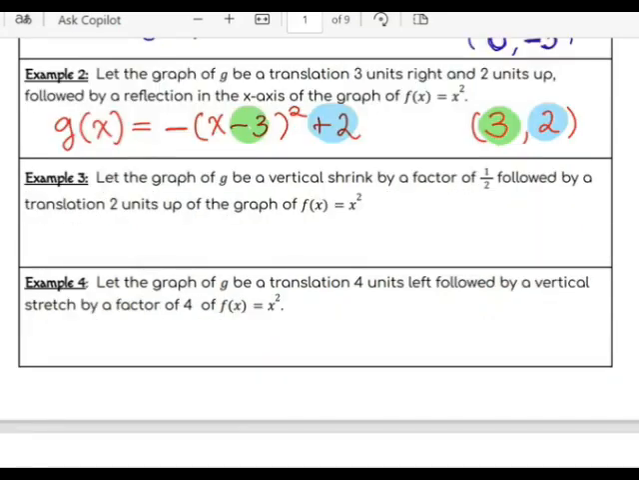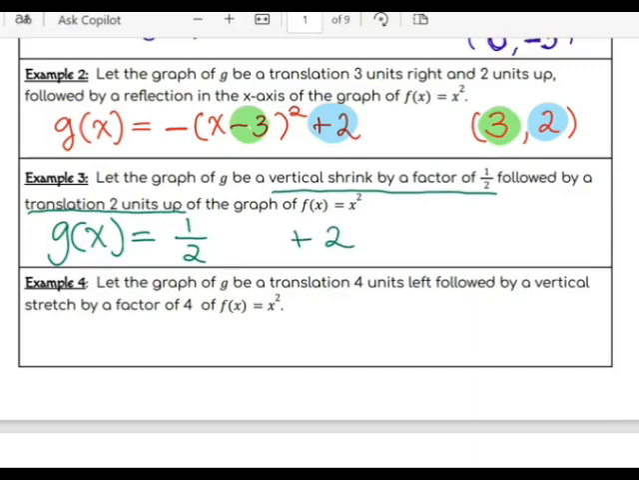Example 3. Let the graph of g be a vertical shrink by a factor of 1/2. Vertical stretches and shrinks are the a value, so that's what goes out front. Followed by a translation 2 units up, so we're going to have plus 2 down at the end. And it did not go left or right, so I don't have parentheses, and there's my x squared.